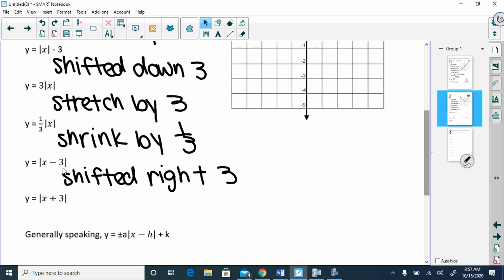And this one says positive 3, but we know when we set it equal to 0, it becomes negative. So really, this is going to shift where? Good.